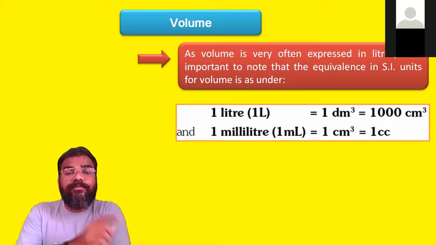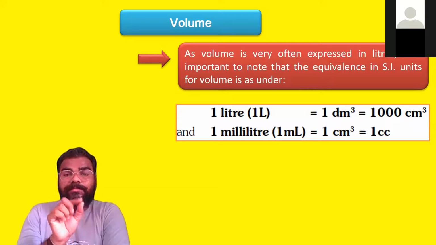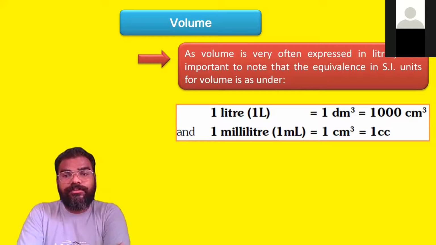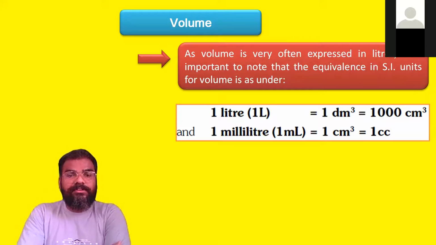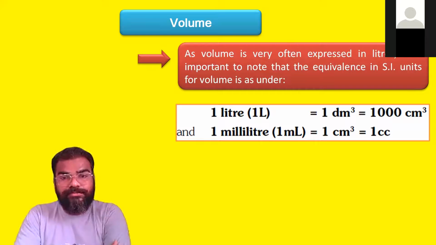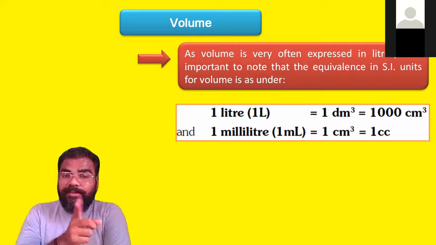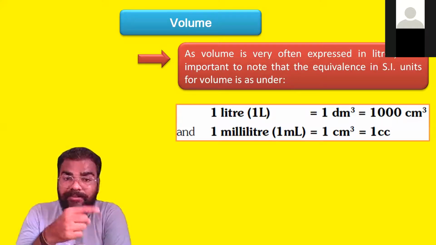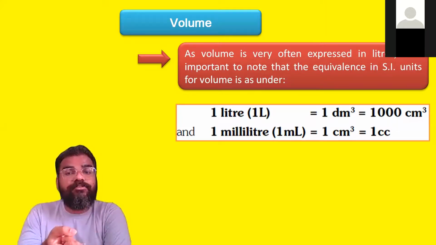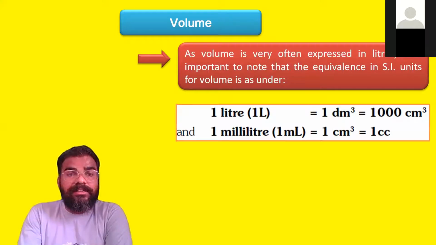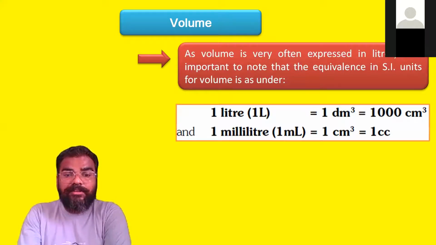ठीक है, and 1 milliliter means 1 ml is equal to 1 centimeter cube, or is equal to 1 cc. cc is cubic centimeter. So this is for the volume, which is not a basic physical quantity, वो 7 में नहीं आता है. It is a derived physical quantity, ये derived physical quantity, ठीक है. The volume is length into breadth into height. Volume is.